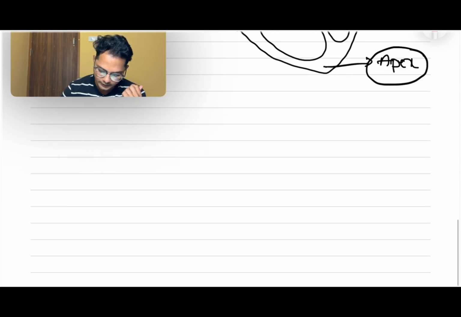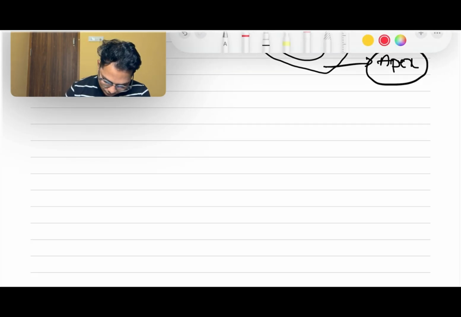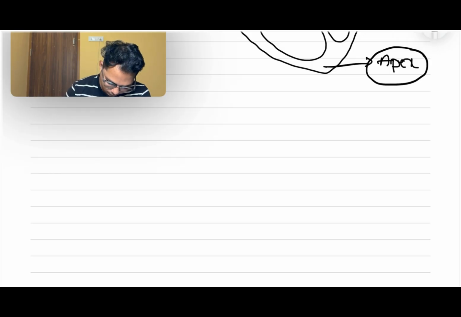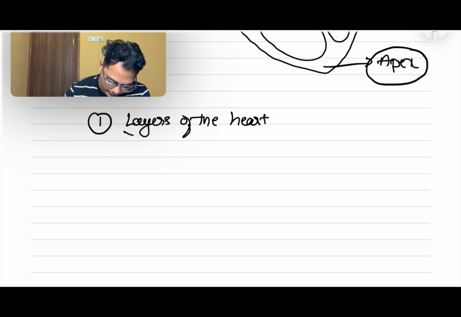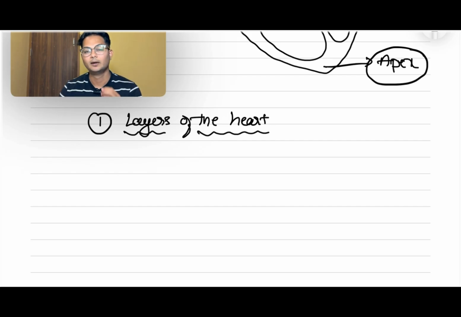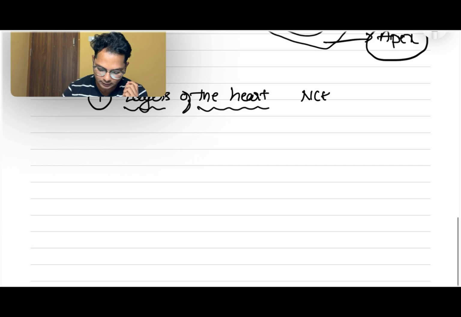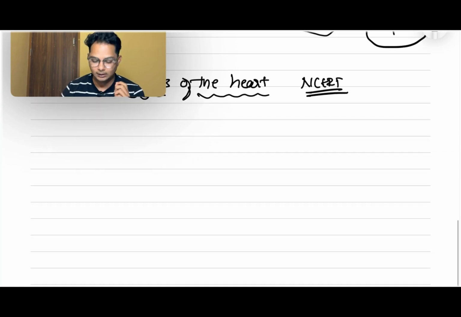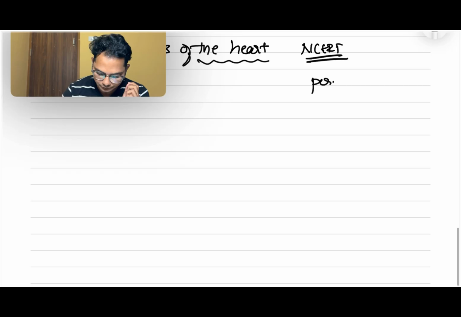So now we are mainly going to study a few parts of the heart. For example, first I'm going to start with the layers of the heart. But before moving on, I want to let you know that in the NCERT textbook, all they have given is the pericardium, which will be in two terms.